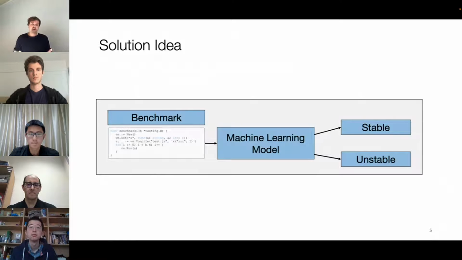The idea in our paper, however, is to take the benchmark in its representation in source code, feed it into a machine learning model, in particular a binary classification model, that was trained on executions from other benchmarks in a particular environment. And this model then tells us whether this benchmark, represented by its source code, is going to be stable or unstable in that environment without the need to execute it.